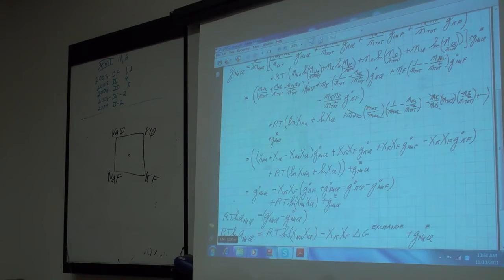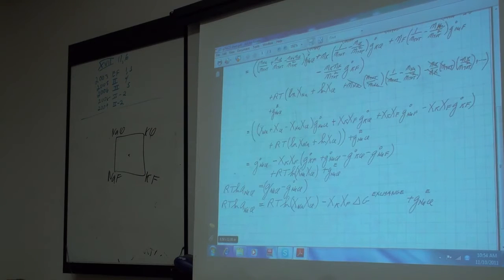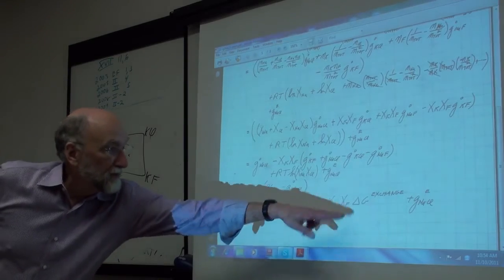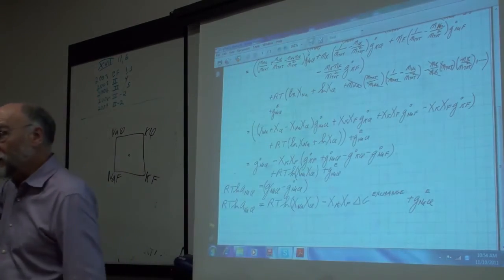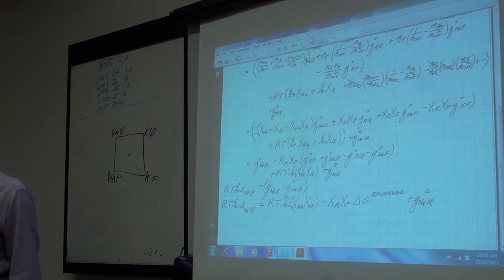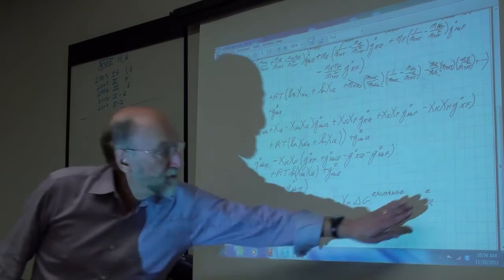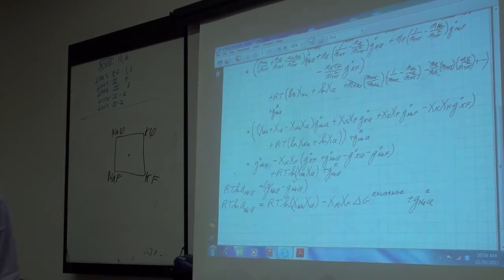So RT log activity of sodium chloride is G minus G naught, and you end up with a nice simple expression: RT log activity of sodium chloride is RT log of the product of the site fractions, and then you have this term here, the product of the site fractions of the other two components, not sodium and chlorine, but K and F, times delta G exchange, plus your excess terms which come from those other terms that we've ignored. They're secondary, so we forget all about this. Okay?